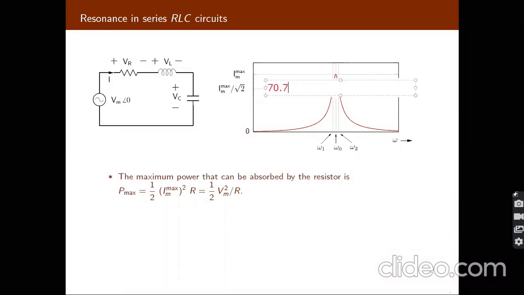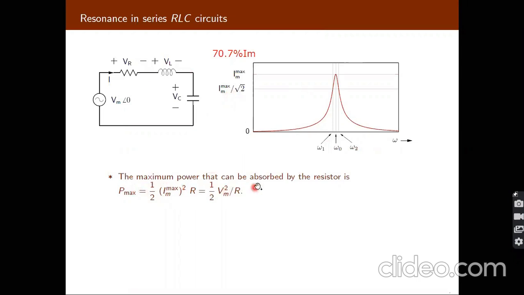70.7 percent of Im. So this much of current. So at this point, I'm going to consider half power frequencies, so that we are going to have the two frequencies, omega 1 and omega 2, or F1 and F2. Based on these two frequencies, we are going to find out the bandwidth. That is the main important thing. Okay, first we'll see omega 1 and omega 2.